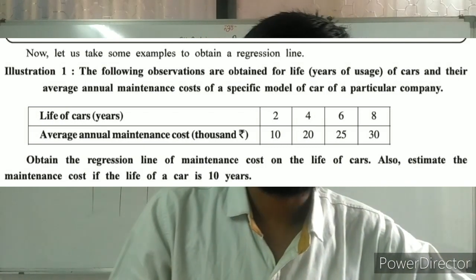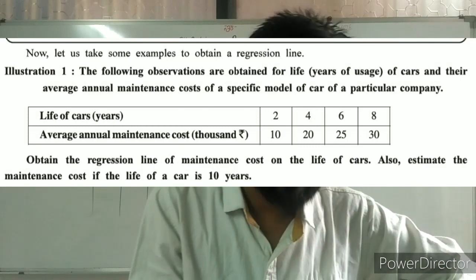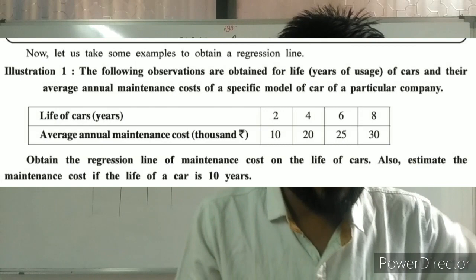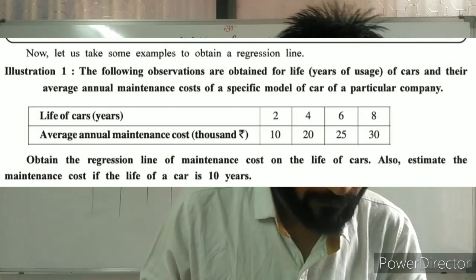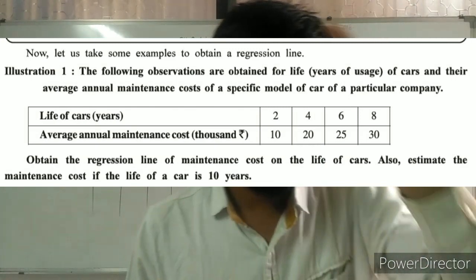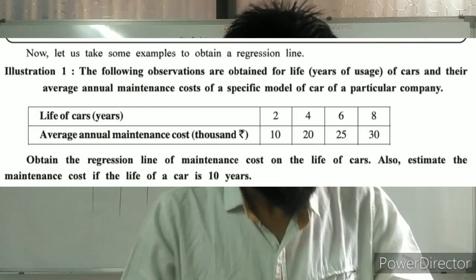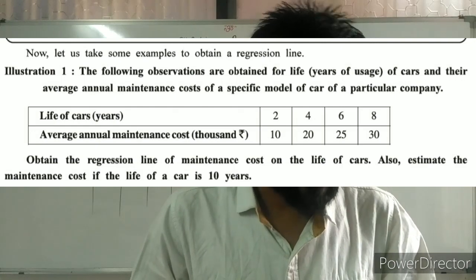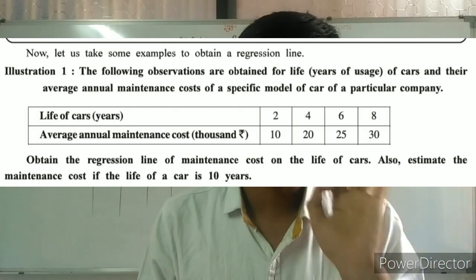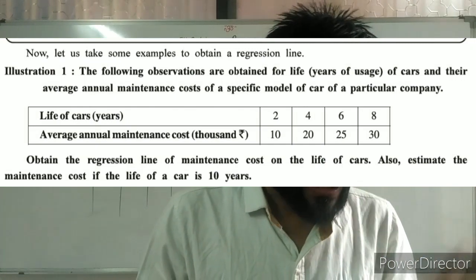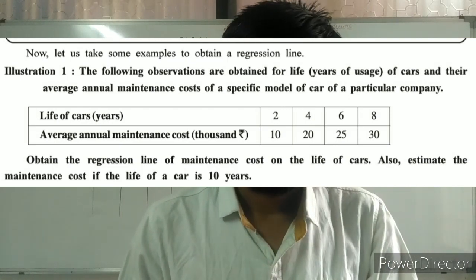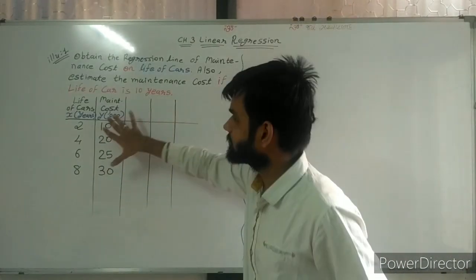Life of a car means how many years the car is used, and on that, what is the cost of maintenance. That data is collected for a particular model of a particular company. After that, the data is given: life of car in brackets, that is written in years. Second is given average annual maintenance cost in 1000 rupees. So that data I have written here.